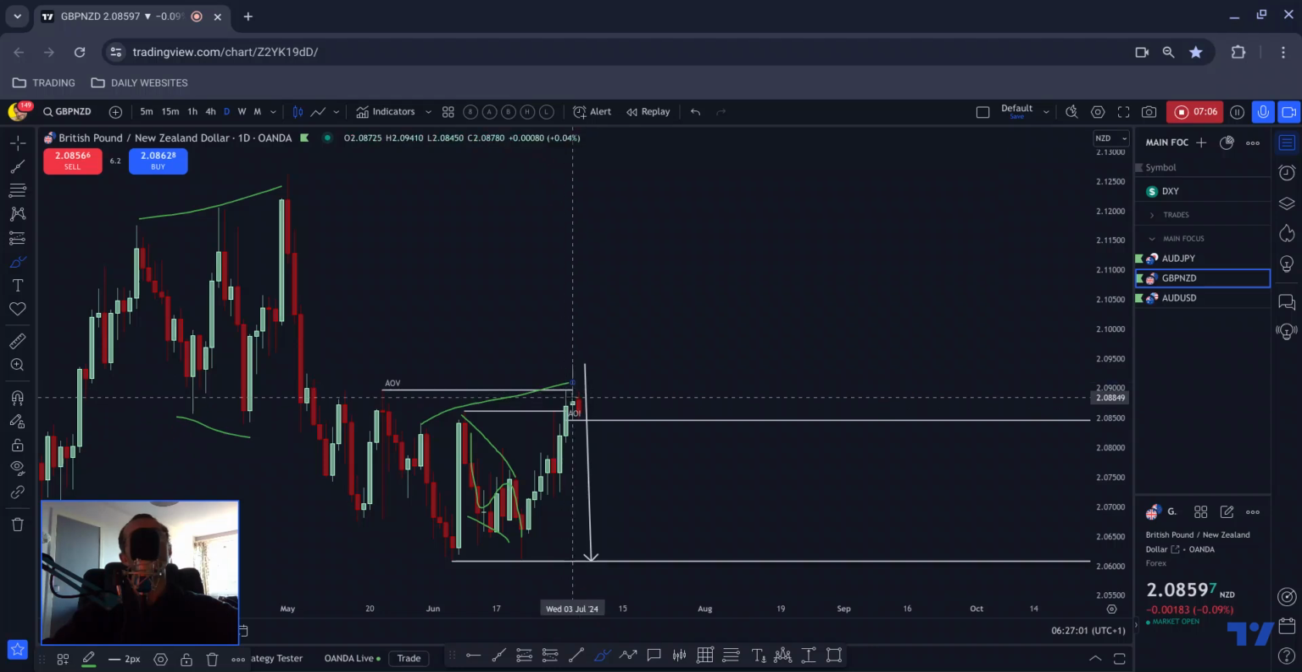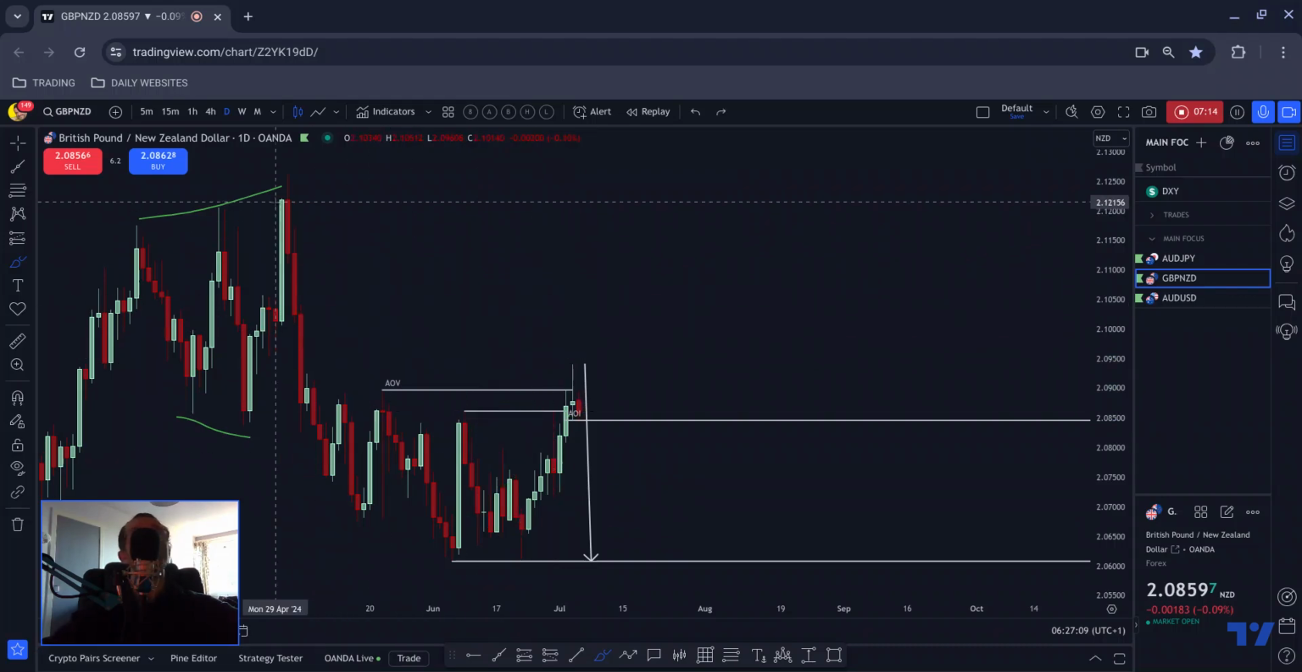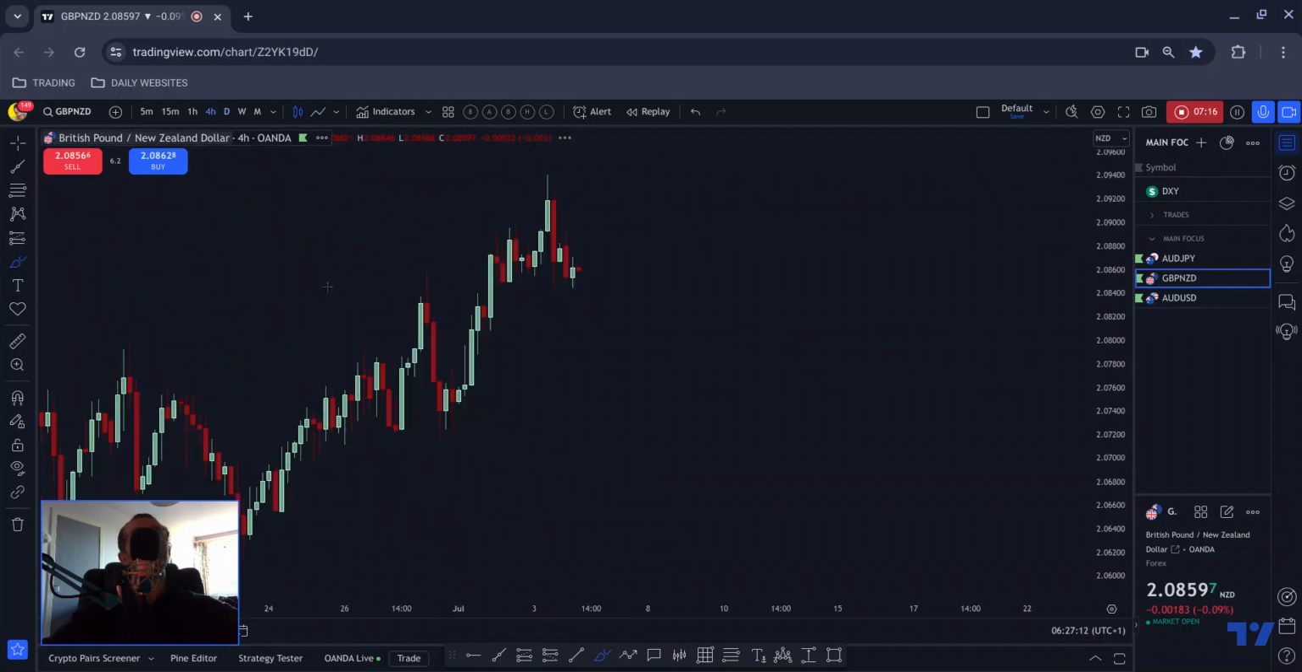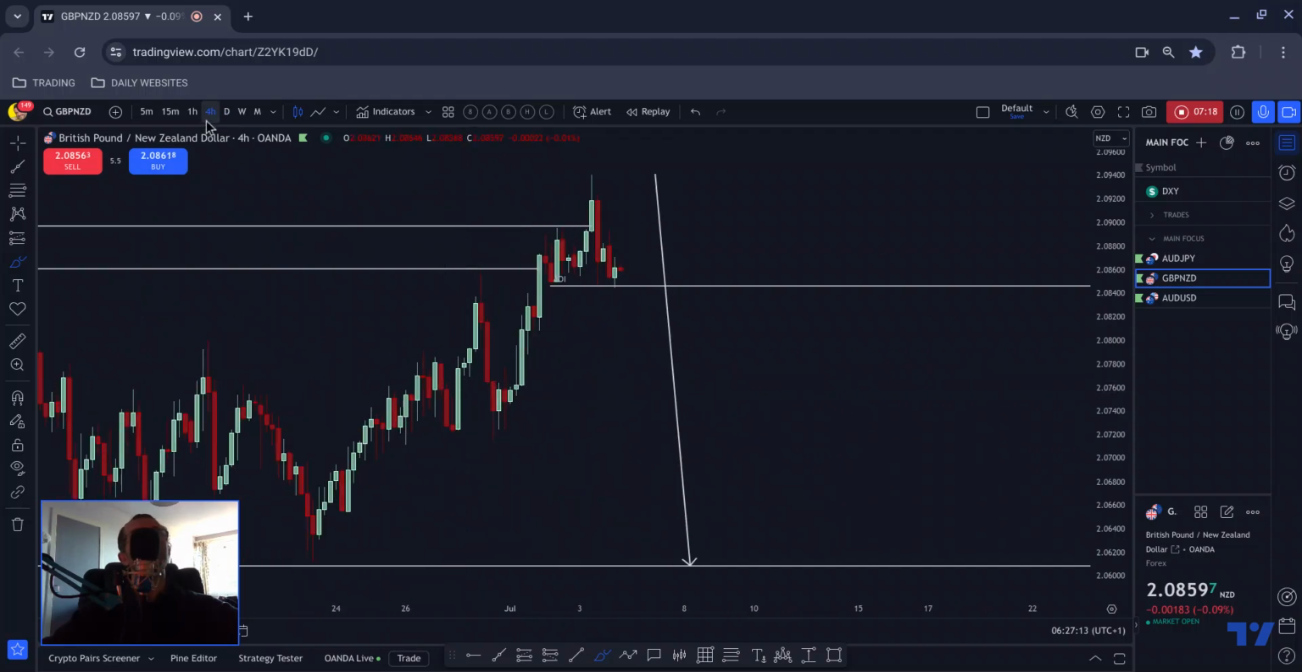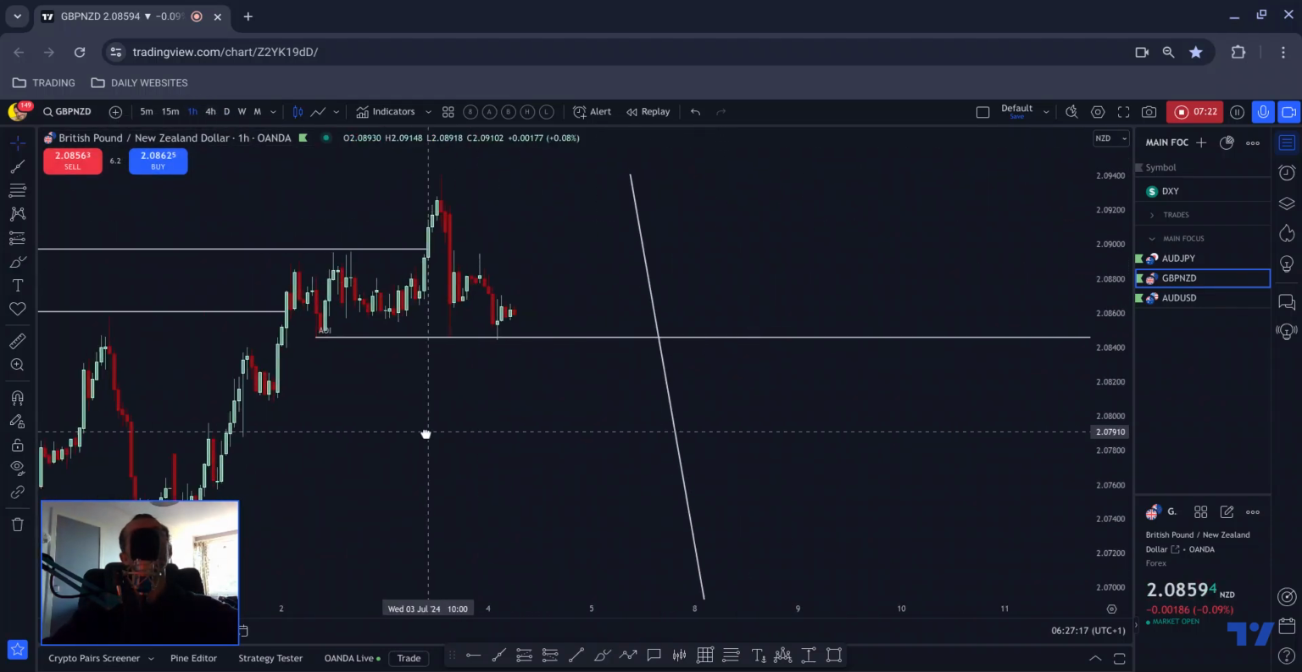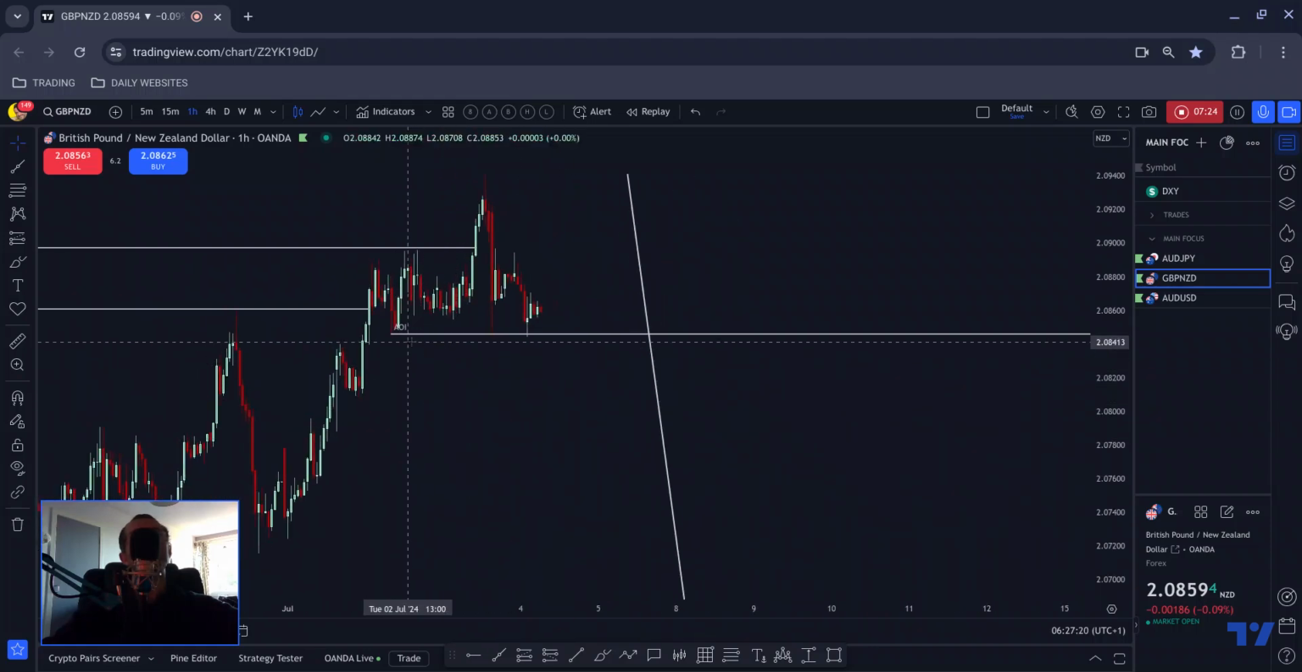And you can see that potentially we have the start of what may be an evening star formation. Okay, so if we zoom in a little bit more, there is also the possibility at this moment in time, if you just look at this, we're forming some kind of base here.